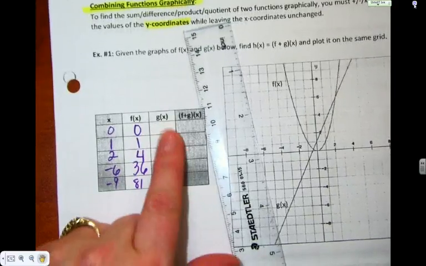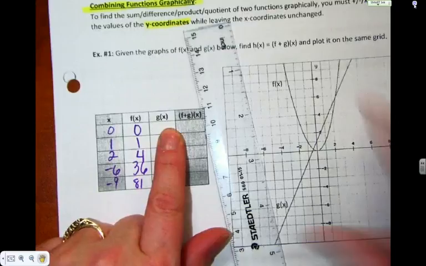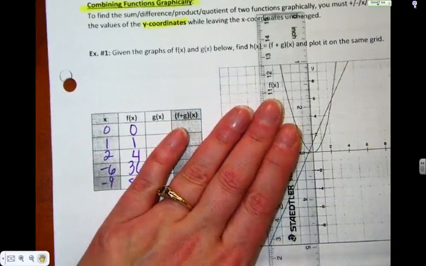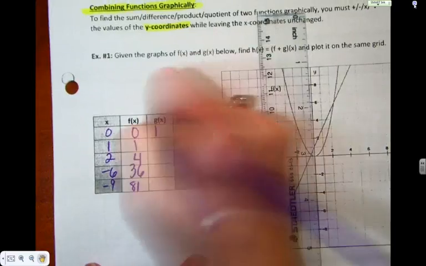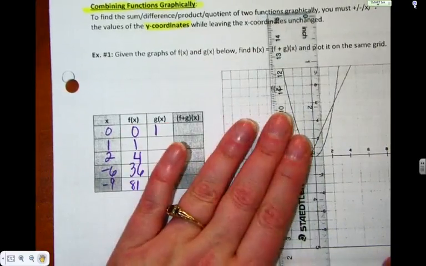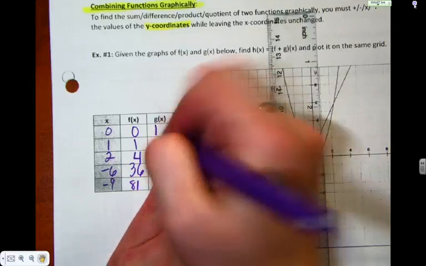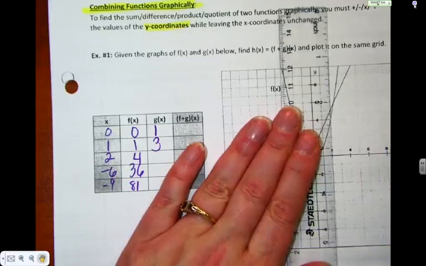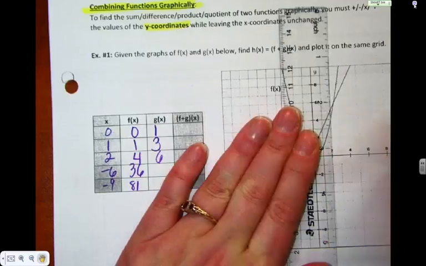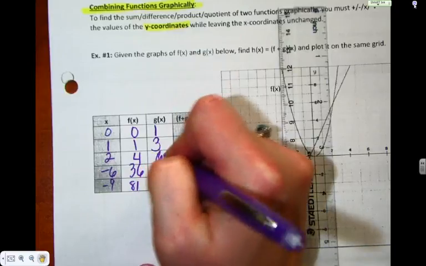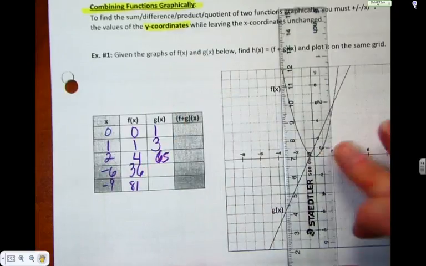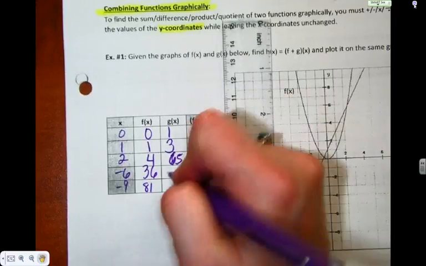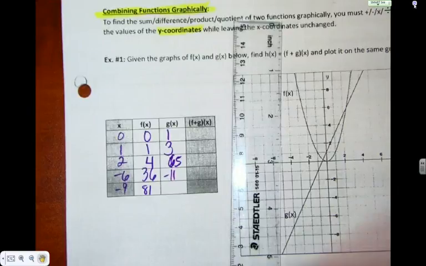Now we're going to do the exact same thing, except instead of looking at the parabola, we're going to look at the line, which is labeled g of x. So x equal to 0. Look at the line. What's the corresponding y value? Move over to 1. Offer of 3. Move over to 2. Offer of 6. Ooh, correction of 5. Confirm 5. Okay, move over to negative 6. Offer of negative 11. Negative 9.